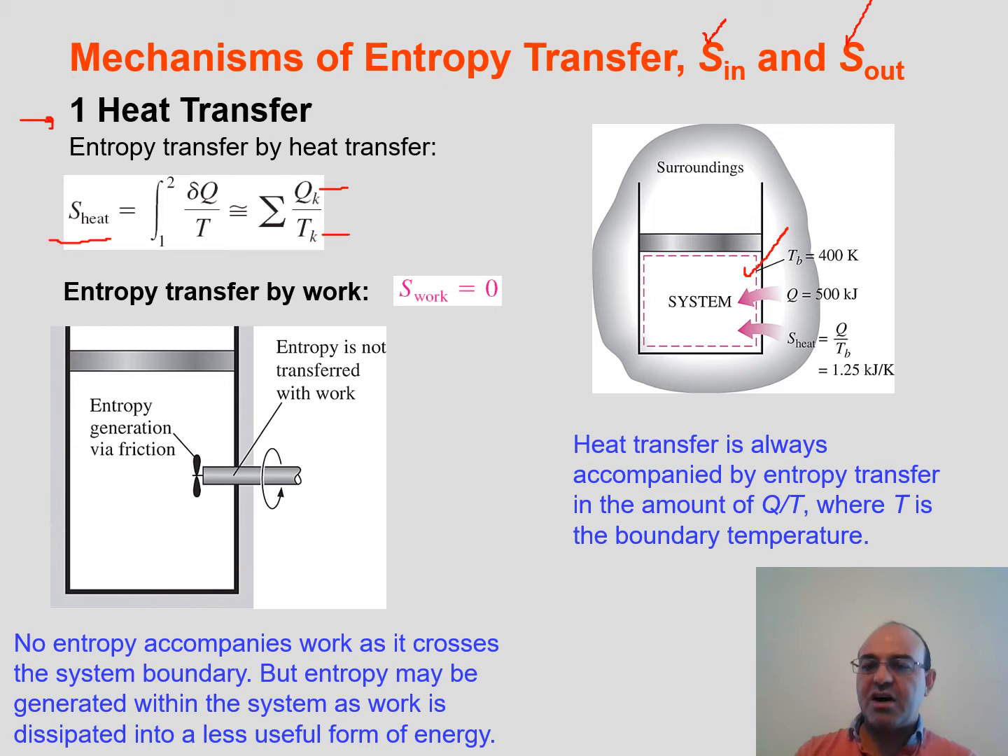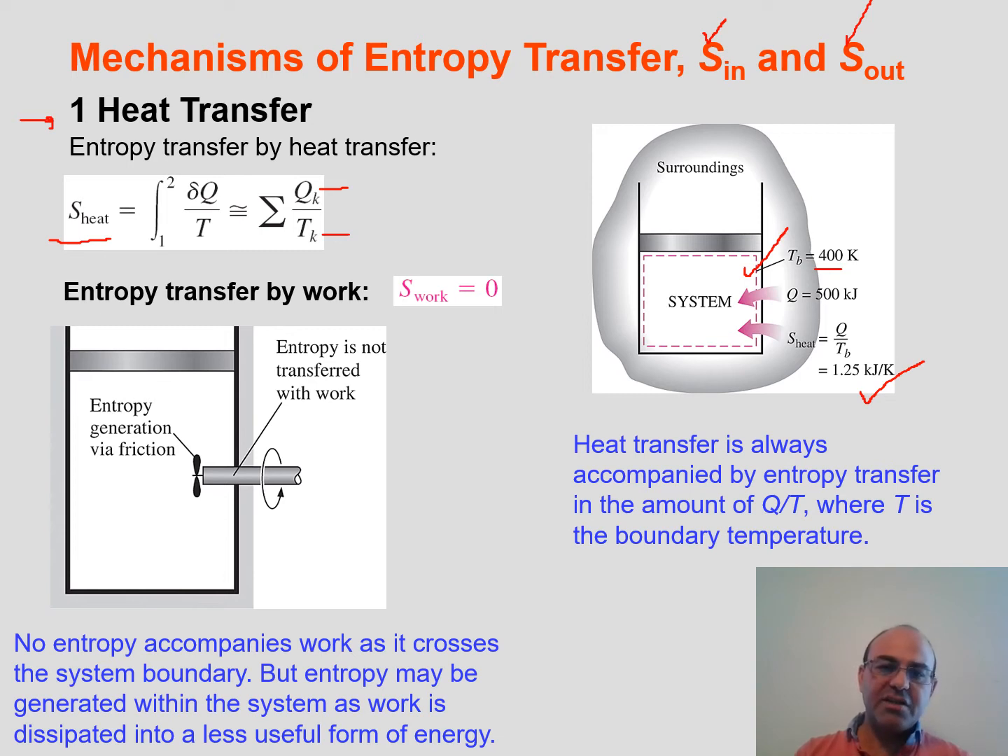Because heat transfer occurs at the boundaries, we do need to know the temperature at the boundaries. So if the temperature at the boundaries is 400 Kelvin, then the entropy transfer to the system is equal to heat divided by temperature: 500 divided by 400.